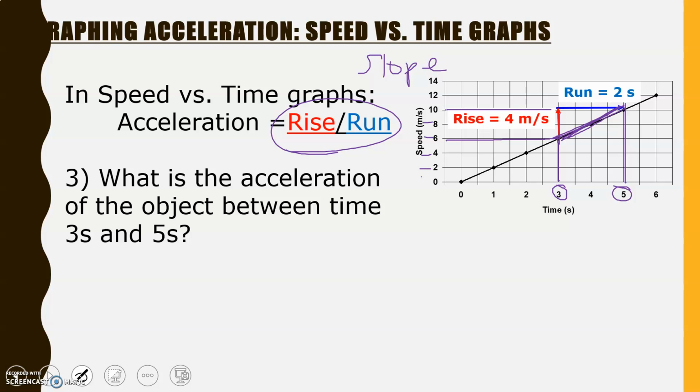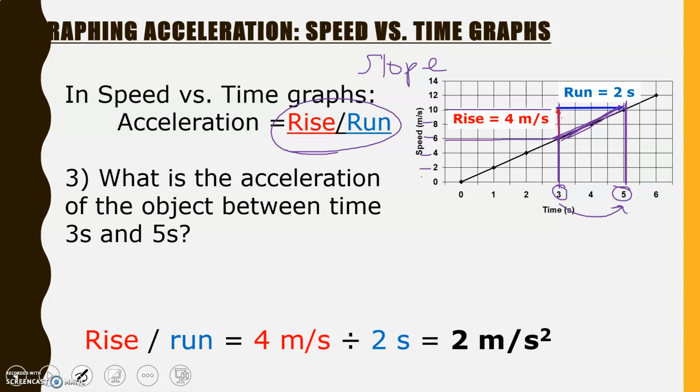All right, then we're looking at our run. Well, our run is based on our x-axis. So from 3 to 5, that is 2 seconds. So if we're doing rise over our run, we're going to need to do 4 divided by 2. So rise over run, you just plug in. Our rise was 4, divided by our run was 2, and then we're going to end up with 2 meters per second squared. Notice how, again, our units for acceleration is squared.